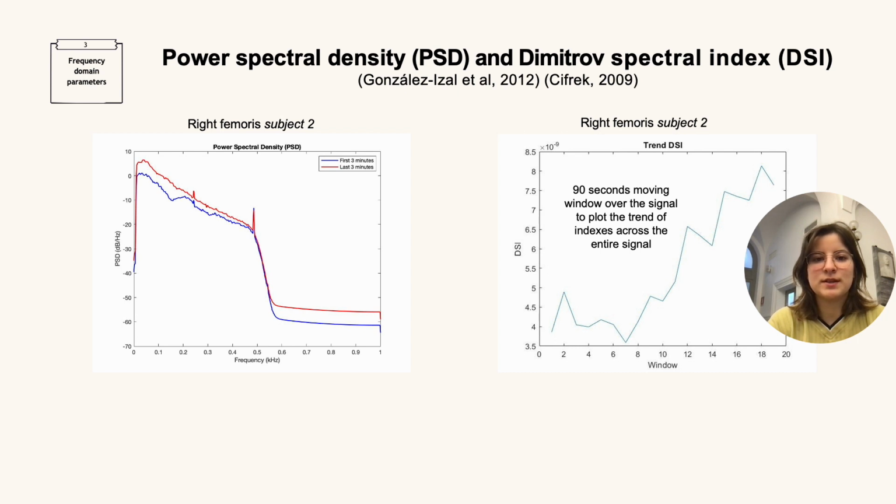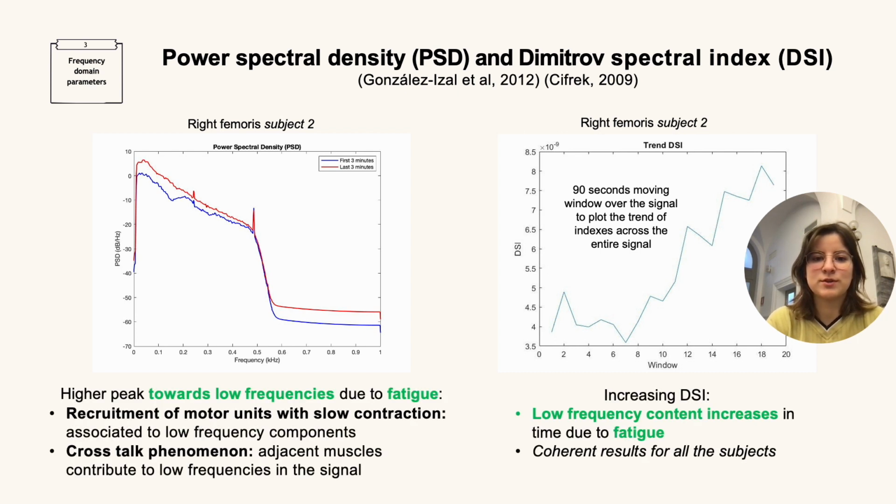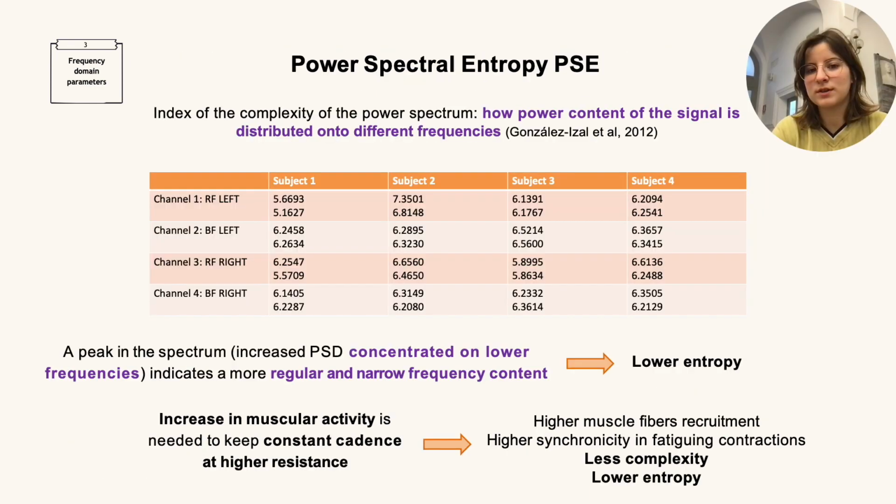Regarding PSD and DSI, both show a shift towards lower frequencies as well, since in fatiguing contractions we recruit motor units with slow contraction associated to low frequency components and due to the crosstalk. PSE is an index positively related to the distribution on different frequencies of the power content of a signal.